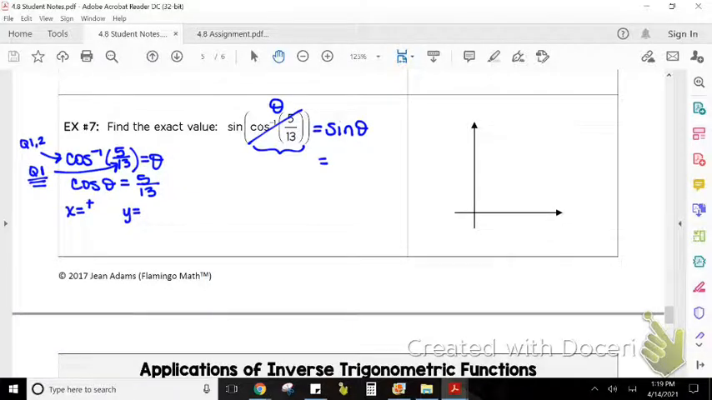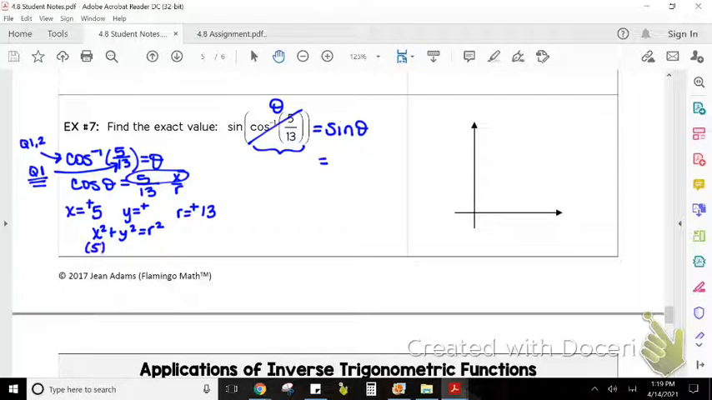Y is positive. And what about r? Positive. Yeah, they're all positive in quadrant 1, aren't they? All right. And then cosine, we know that cosine is what in terms of x, y, and r? X over r. All right. So our x is 5. Our r is 13. We can use our x squared plus y squared equals r squared to find y.